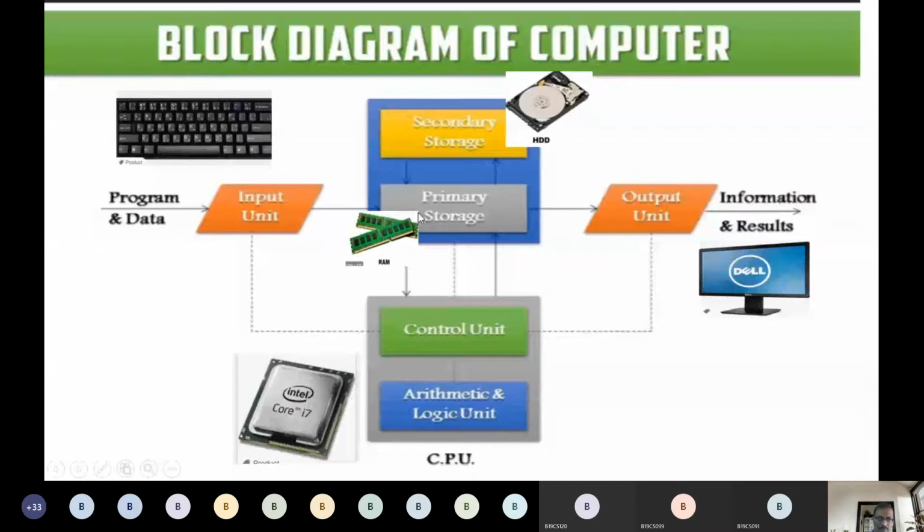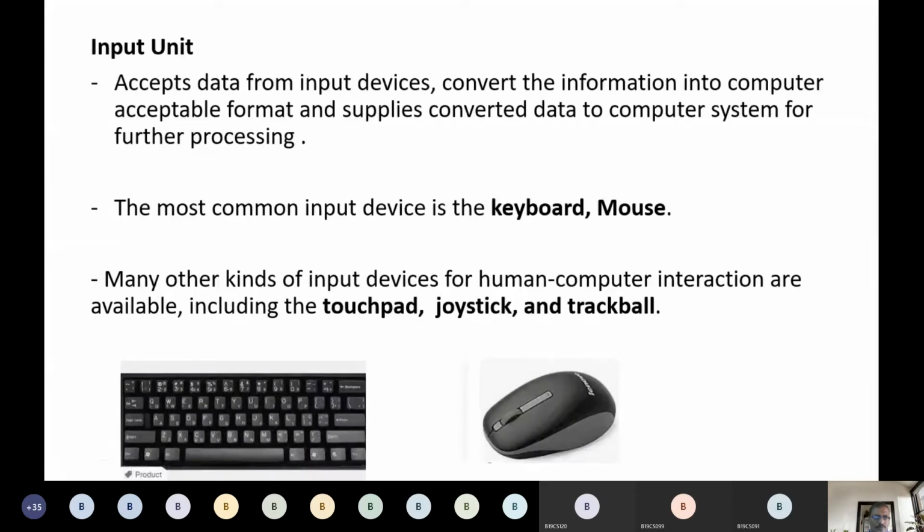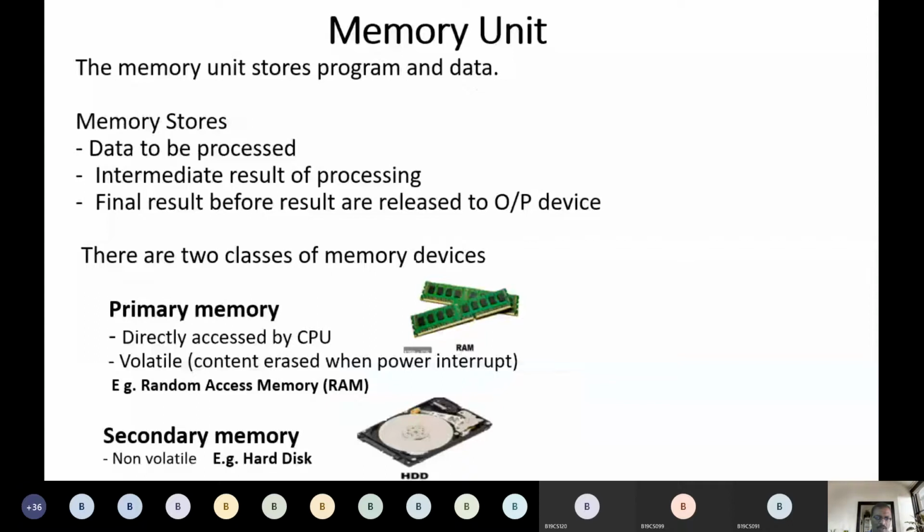We had seen the primary memory RAM, the secondary memory hard disk, and the processor. This is an example of a processor, and a keyboard and output unit. We had already seen this definition also. We already know these two are commonly called the CPU. Input unit we are done, output unit we are done, and the memory unit has primary storage and secondary storage.